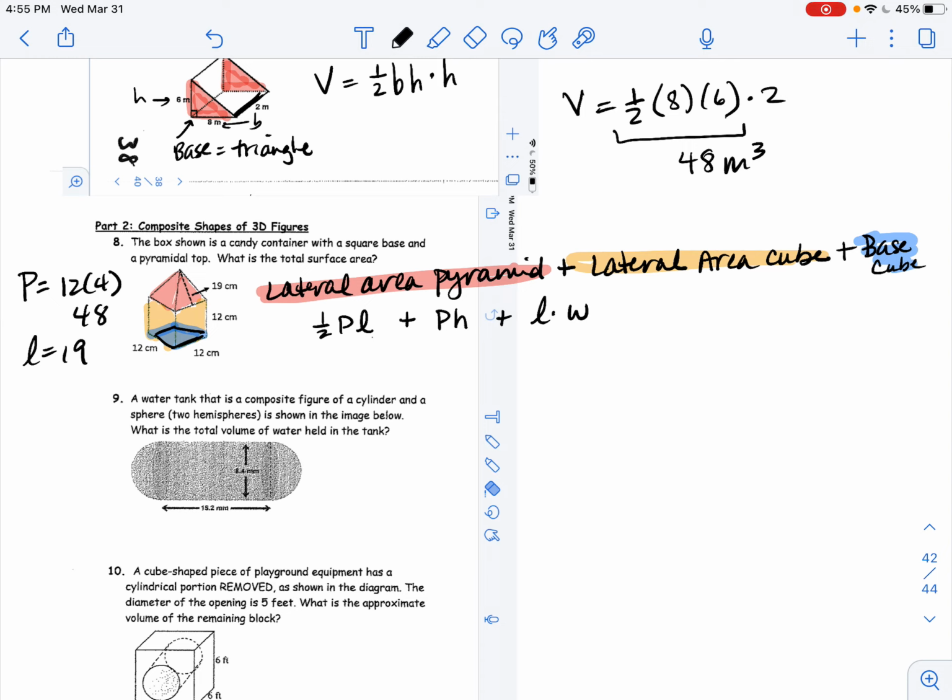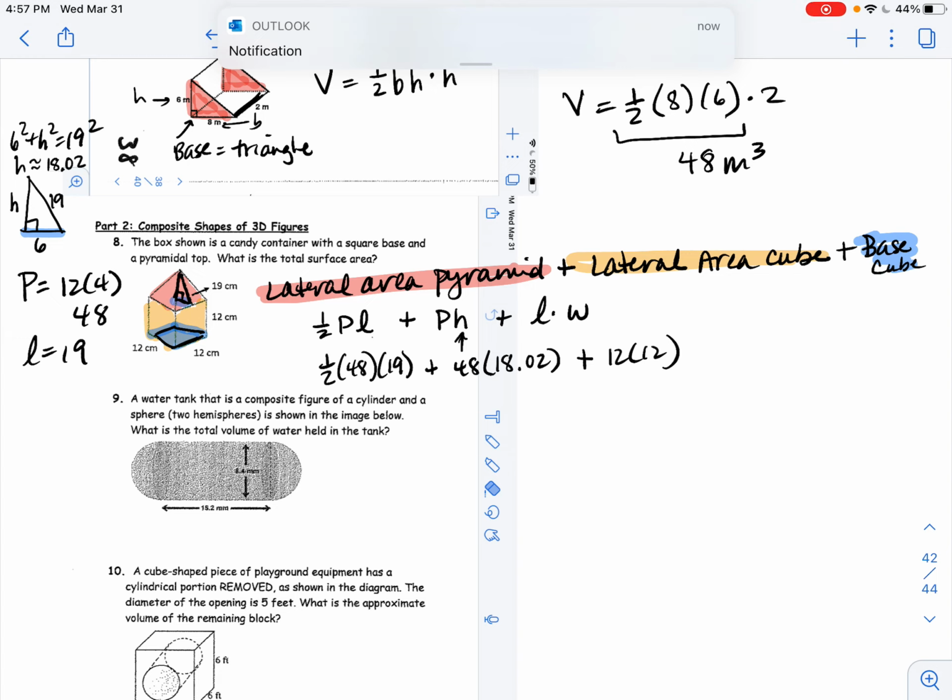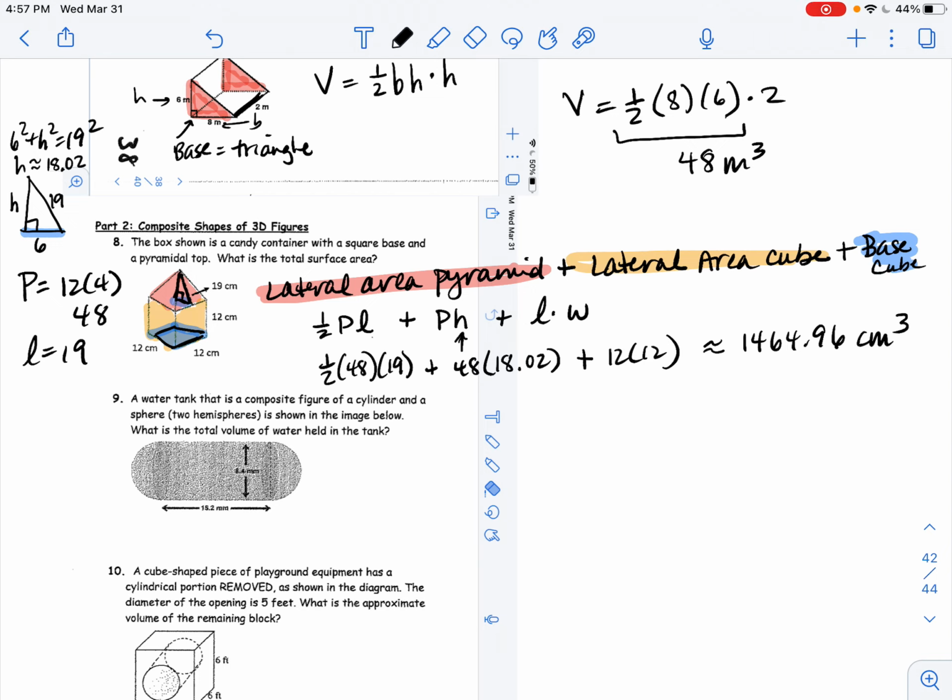Okay, so 1/2 the perimeter, which is 48, times the slant height, which is 19, plus 48 times the vertical height, which is about 18.02, plus 12 times 12. All right, so now let's plug this all in your calculator. 1/2 times 48 times 19 plus 48 times 18.02 plus 12 times 12. And that's going to give me approximately 1464.96, and this is centimeters cubed. And I'm just going to double check my work.